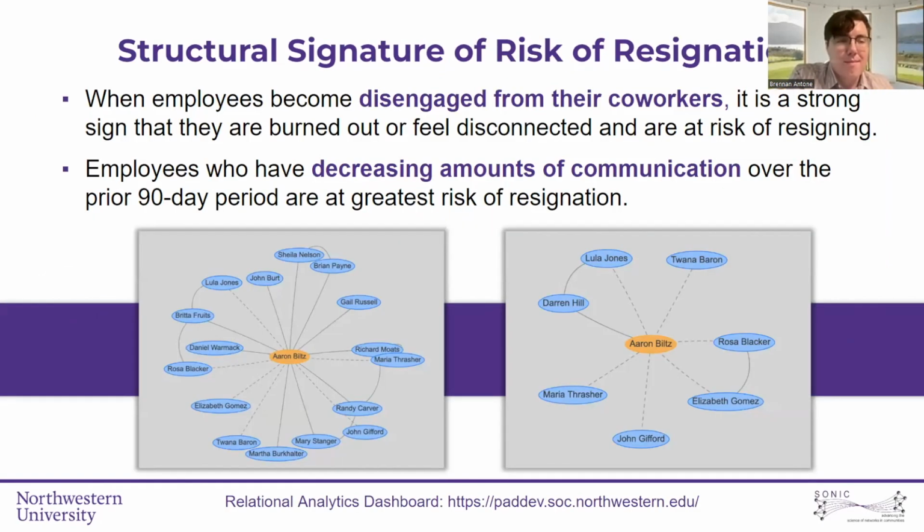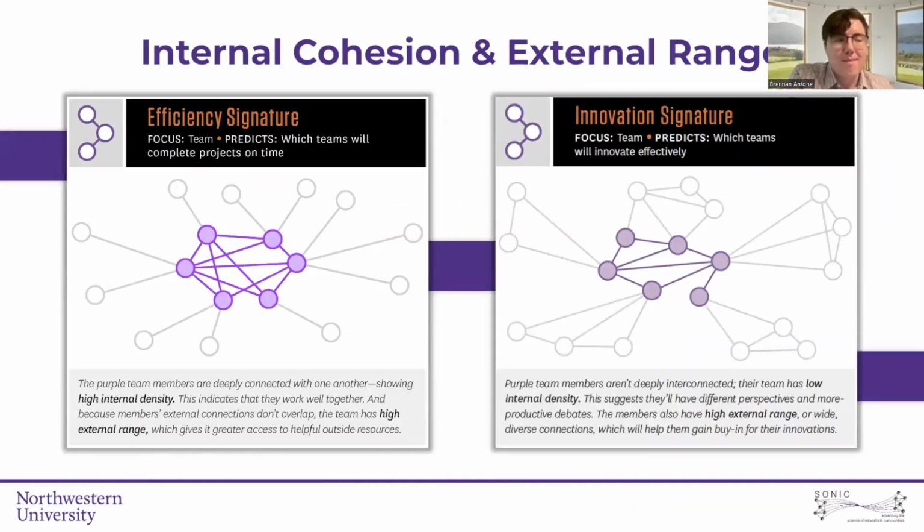So there's a structural signature of risk recognition, like we've mentioned before. Internal cohesion and external range: these two measures are calculated based on this Harvard Business Review article called Better People Analytics. It's looking at the balance between the internal density and the external range of the team network.